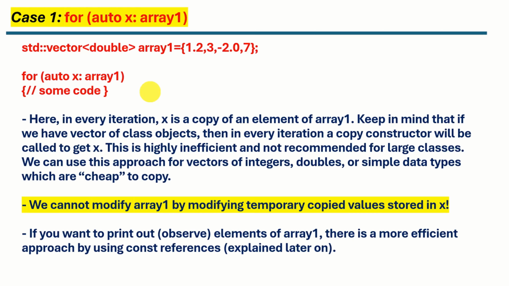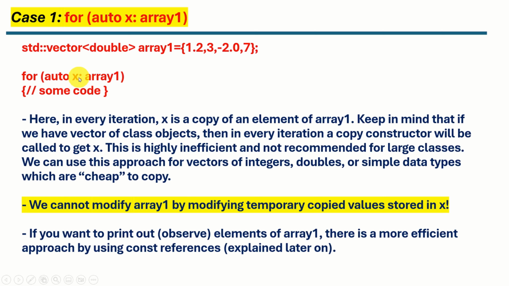Let's focus on the first case. Here, first we are going to explain the main idea and then we are going to start with coding. So again, we have our vector called array1, and here is the base syntax, auto x, array1. Again, in every iteration, x is a copy of an element of array1.